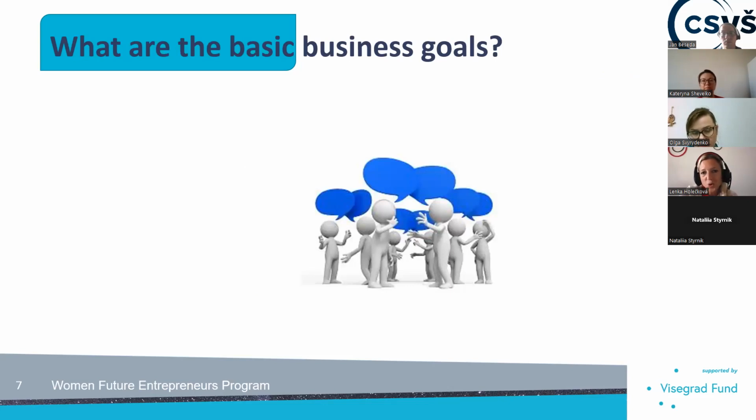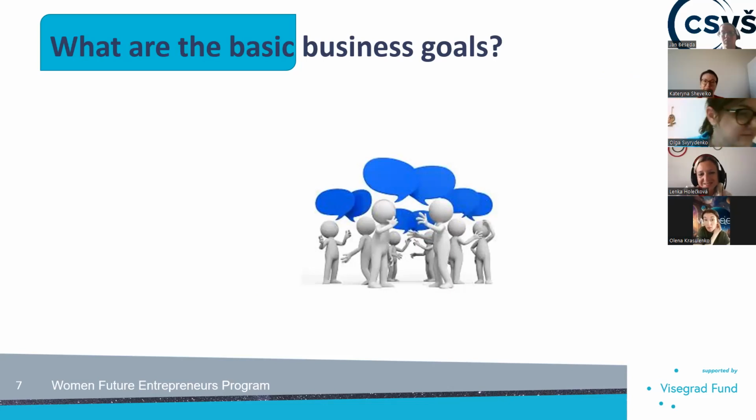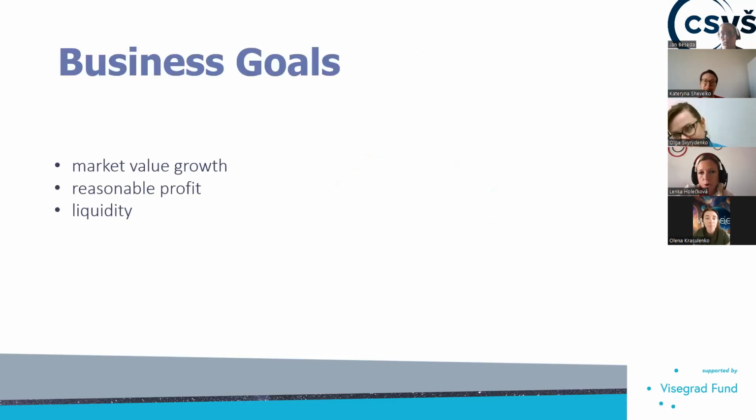And the basic business goals. Do you remember 3 basic business goals regarding business economy? Which goals are the crucial ones? I'll try if it is possible. Thank you. The main business goals could be the first one, profit, of course. The second one, market value, and the third one, liquidity. Yes. Yeah, thank you. You remember it very well. Thank you, Olena. Yes, market value growth and also reasonable profit because of our stakeholders. We must be aware of their own goals and also our liquidity.